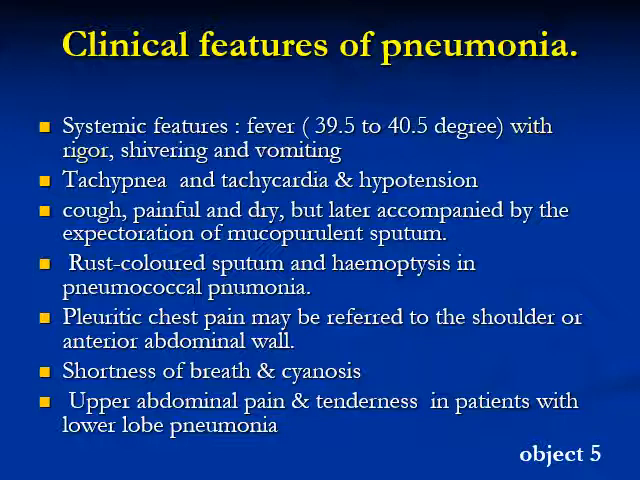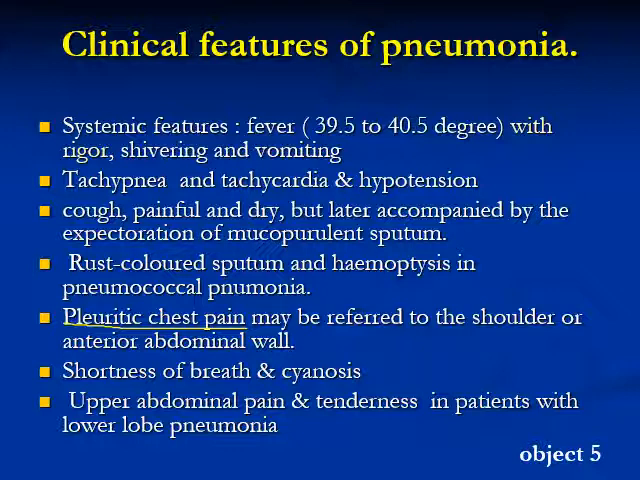The other feature, as I mentioned, is chest pain. A lobar pneumonia may involve the pleura, and usually the alveoli are insensitive to pain, but when the pleura is involved, the patient develops pleuritic chest pain. This chest pain is a sharp localized pain. It is increased by deep breathing and by coughing, and this pain may be referred to the shoulder or to the anterior abdominal wall, depending on the site of the pneumonia.